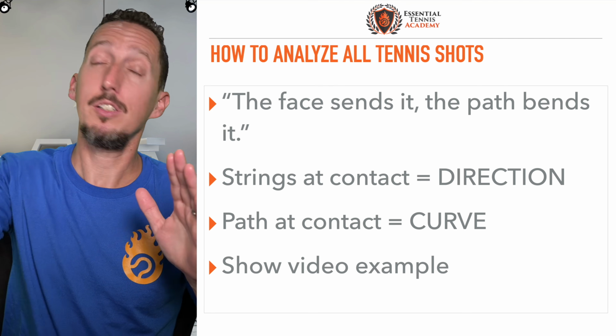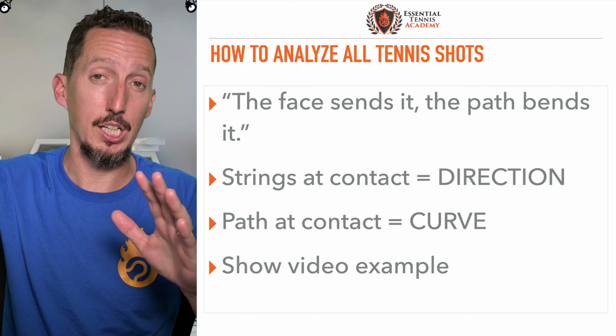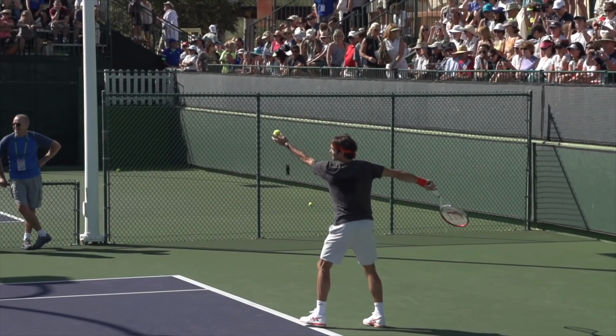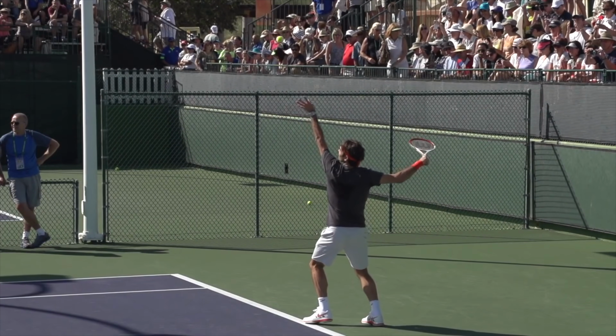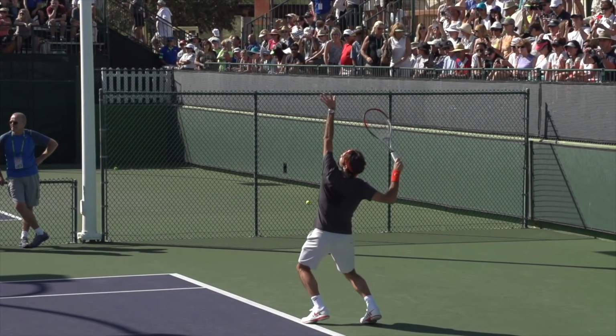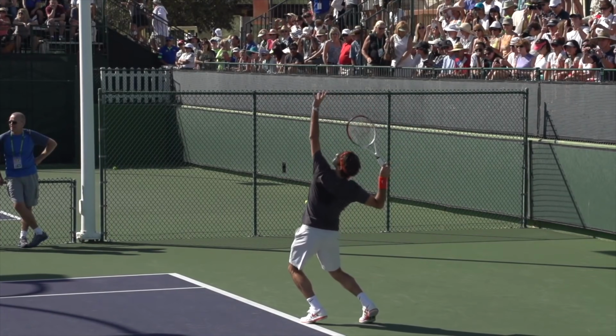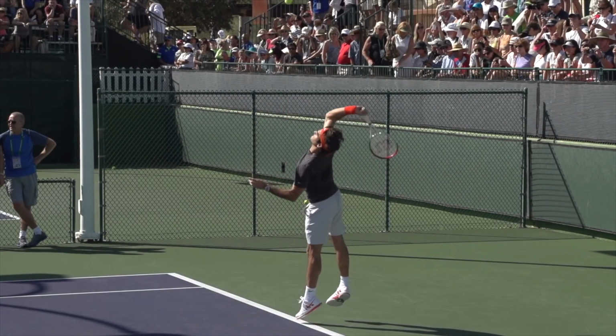Now, how do we change that? Well, toss location has a lot to do with it. If you toss the ball a couple inches further in front, your racket kind of has to keep moving to get there, and that usually tends to close the racket face a little bit more.